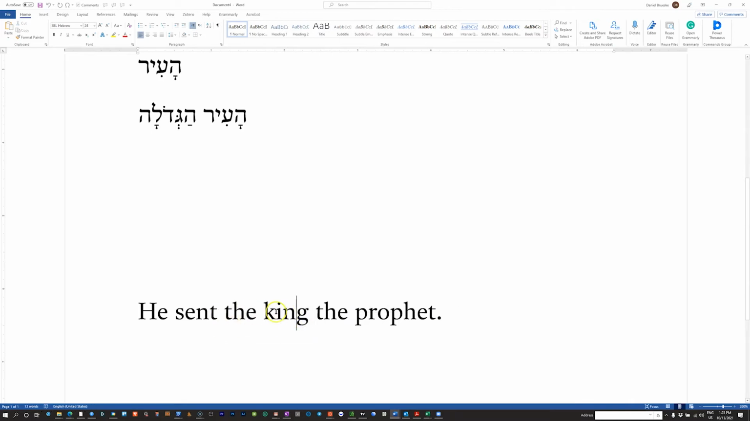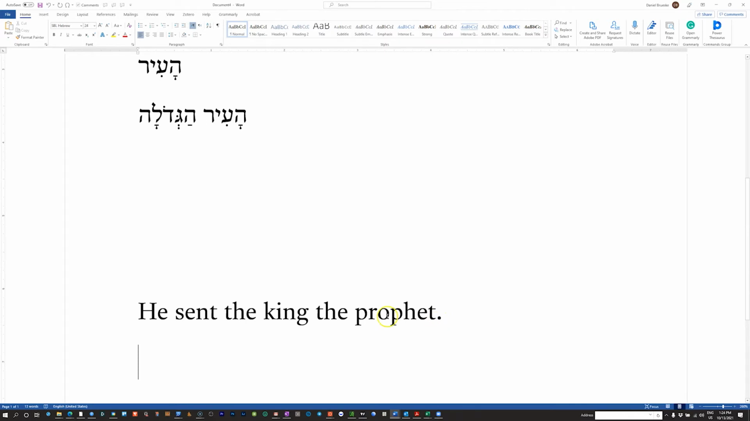The Hebrew sentence has the king as the subject. Now, the prophet does end up being the direct object in both, which is good, but this sentence means something different than what the Hebrew sentence is saying, okay? In this sentence, the prophet is being sent to a king. And in the Hebrew sentence, the king is the one sending the prophet. Those have two different meanings. This is not an English translation of the Hebrew sentence.